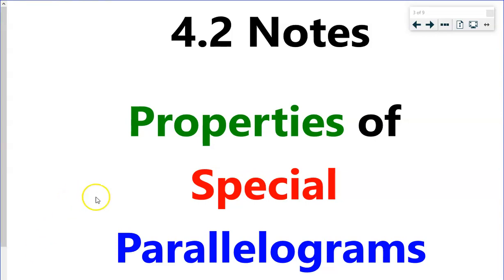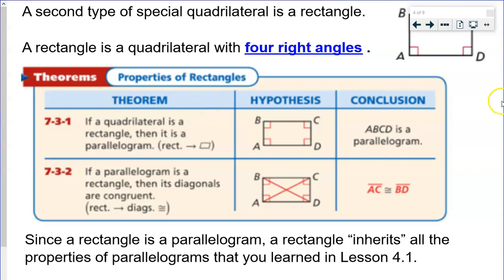So in today's lesson, we're going to talk about properties of special parallelograms. Yesterday we talked about parallelograms. Today we're going to add to that with some special parallelograms, okay?